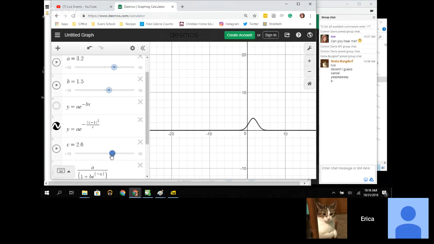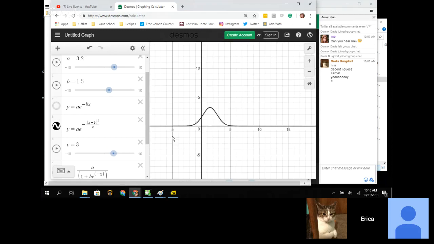Oops, we can flip it upside down. All right, so has anyone seen anything that looks like this before? Looks like a hill, right?